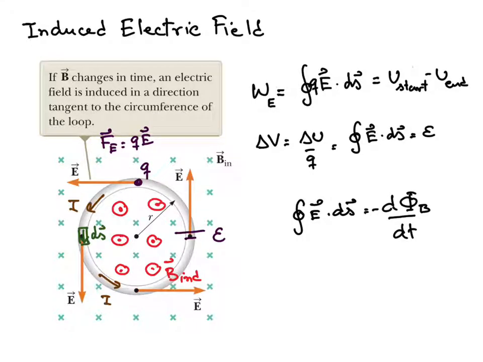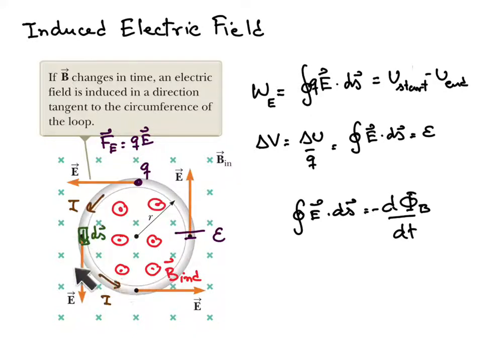Now, let us discuss the relation between the change of the magnetic flux and the induced electric field, or how the magnetic field induces the electric field. Okay. Let's discuss this from a simple example. Here we have a wire loop as a circular loop.